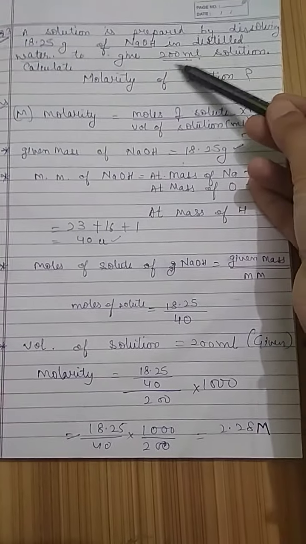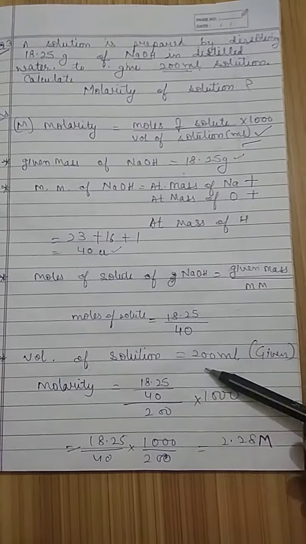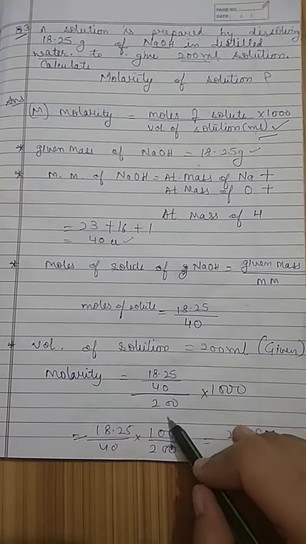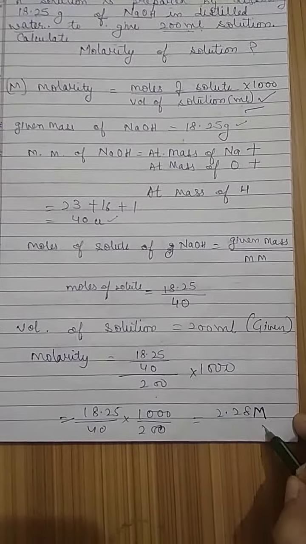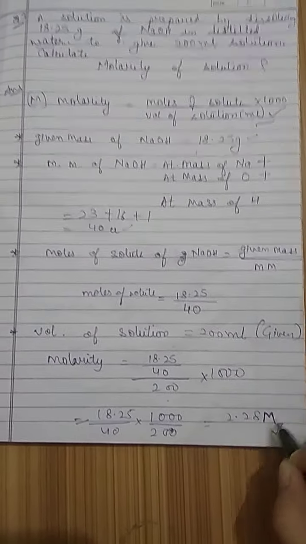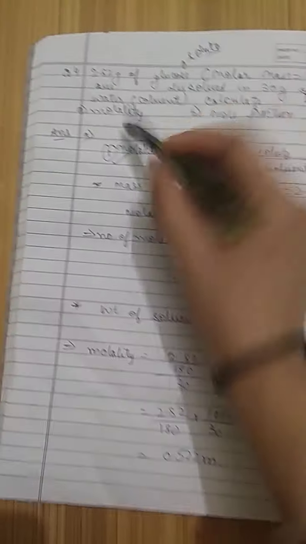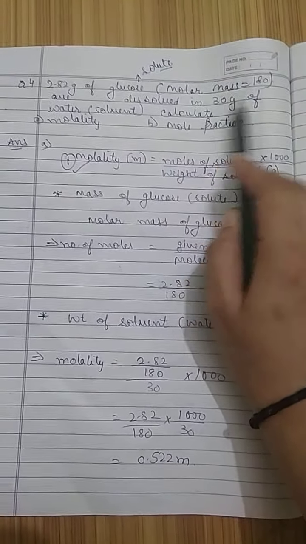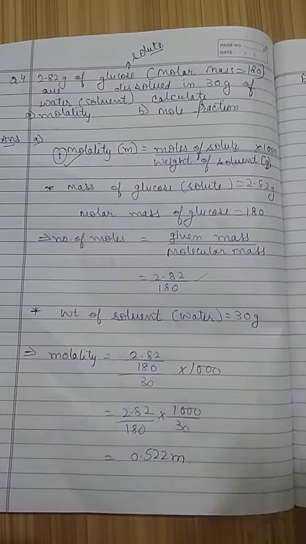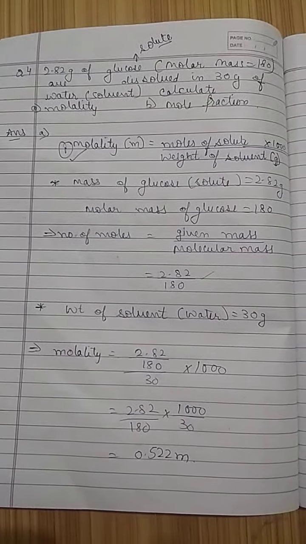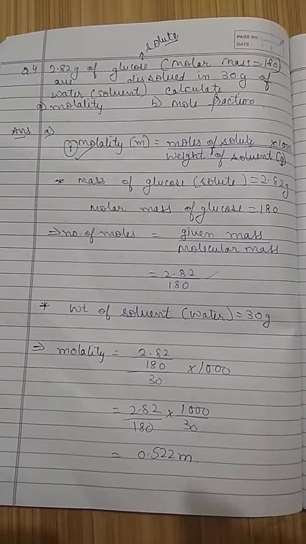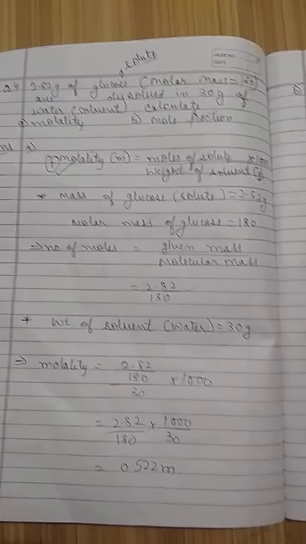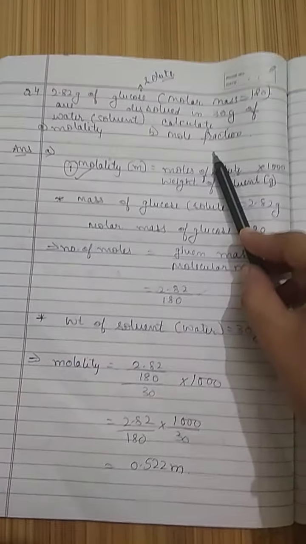This is given in the question over here. Okay, so molarity will be equal to number of moles upon volume multiplied by 1000. So this will give us molarity. Okay. Now next question, 2.82 gram of glucose is dissolved in 30 gram of water. Glucose is the solute and water is the solvent. Here we have to find the molality and mole fraction.